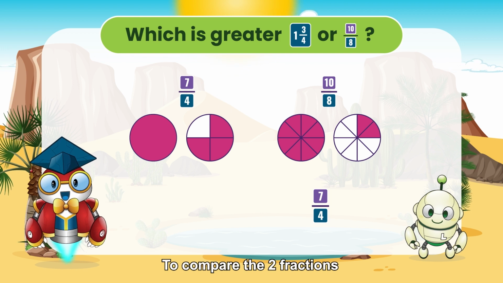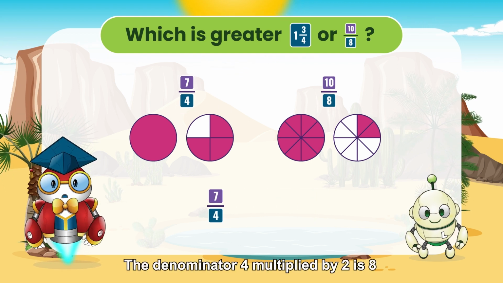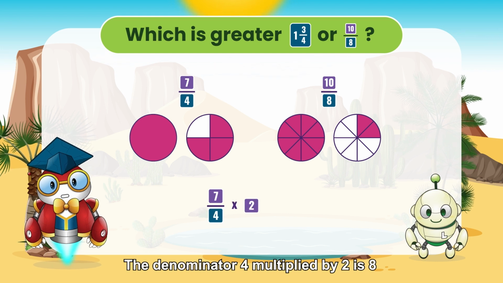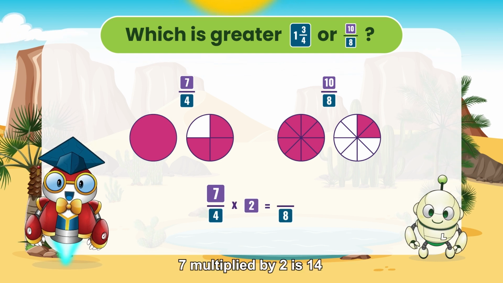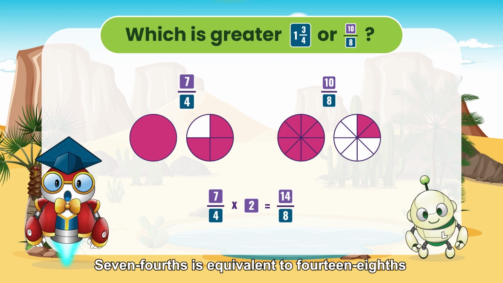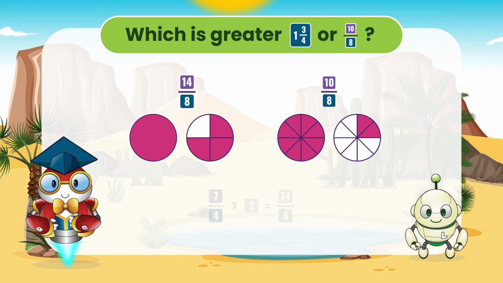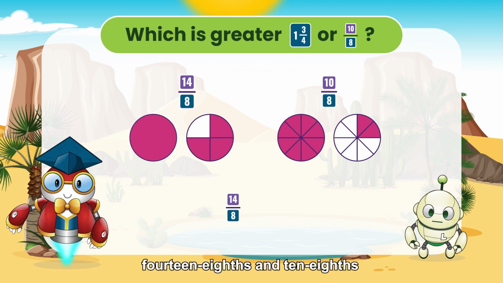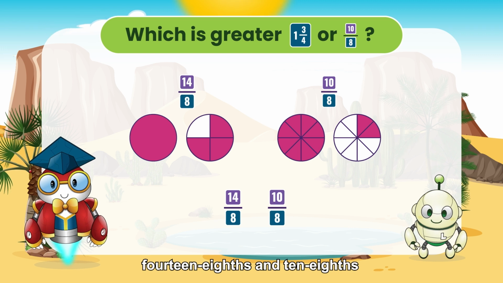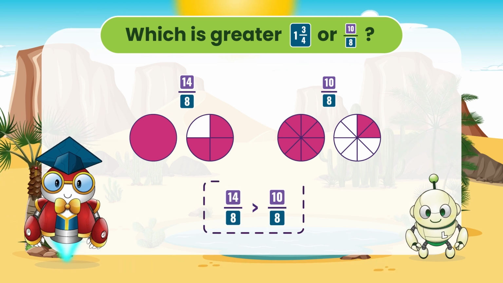To compare the two fractions, there should be a common denominator. The denominator 4 multiplied by 2 is 8. 7 multiplied by 2 is 14. 7/4 is equivalent to 14/8. Now we can easily compare 14/8 and 10/8. 14/8 is greater than 10/8.